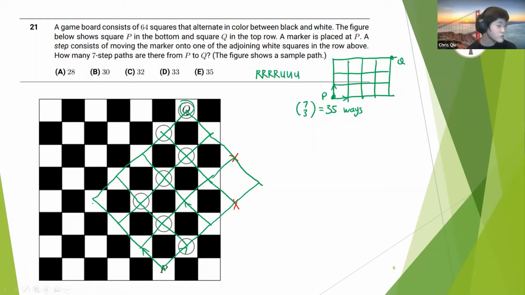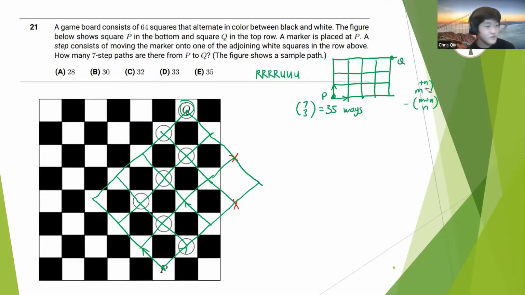And so the total number of ways to order 4 R's and 3 U's is 7 choose 3, which is 35. So that's where 7 choose 3 comes from. And in general, if we have an m by n grid, this number of ways would be m plus n choose m, which is also m plus n choose n.